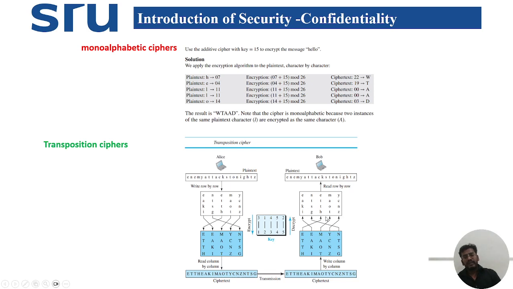Then these values are read by rows. So the columns should be written in row-wise format, and finally it reaches the receiver. So this is the transposition cybertext method.